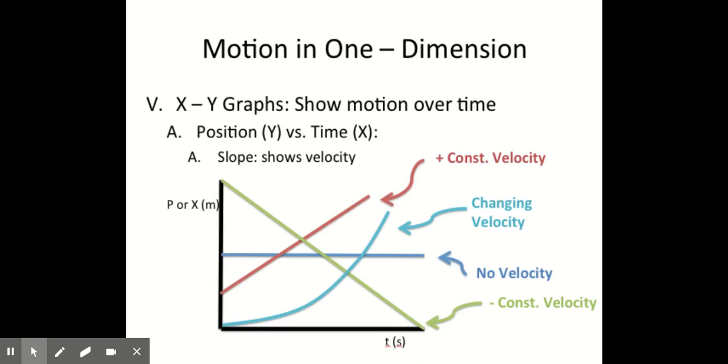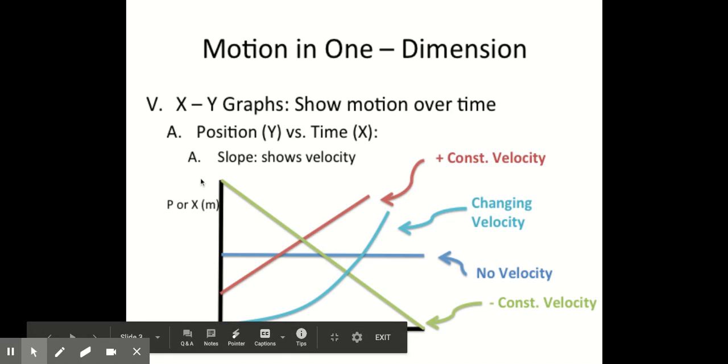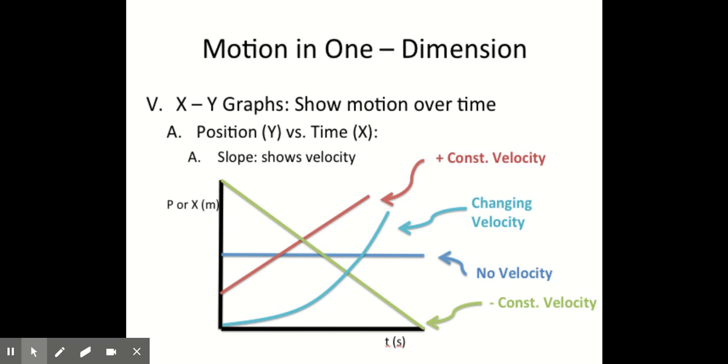So again, we have to look at what's called the slopes of graphs, and you should know that slope really means change in, in this case, position or displacement. X marks the spot, displacement over time. So this would be a positive or negative constant velocity, no velocity, and a changing velocity, because the slope of a position versus time graph is velocity.